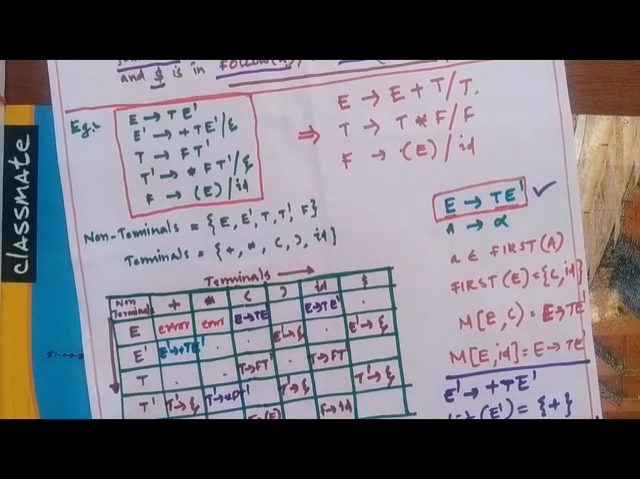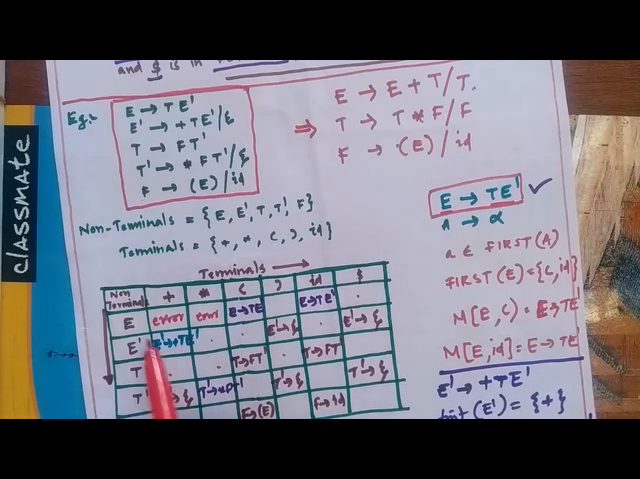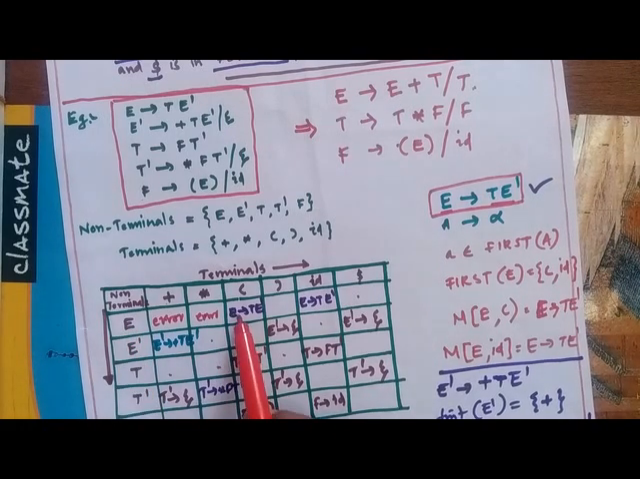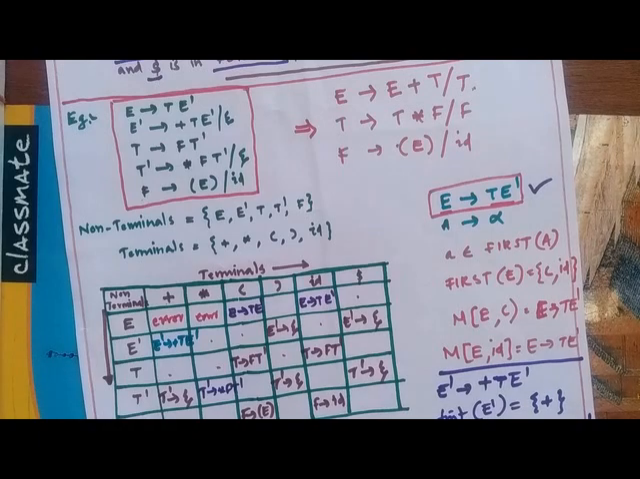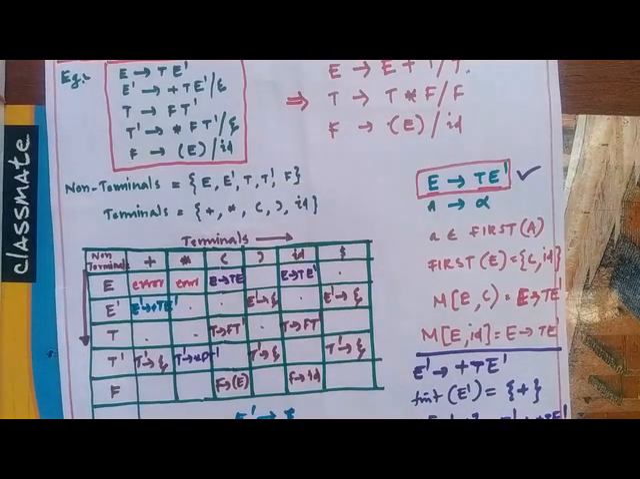Whenever the parser refers to an error entry, it will report an error, which means the given string does not belong to the language of the grammar. But if it refers to a cell which contains a production, then the parser will use that production to expand and construct the parse tree. So this is the way to construct the parse tree.